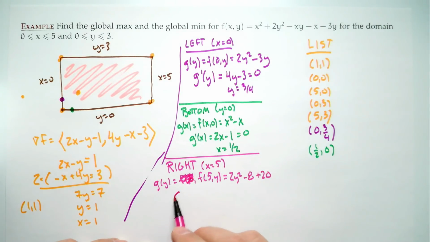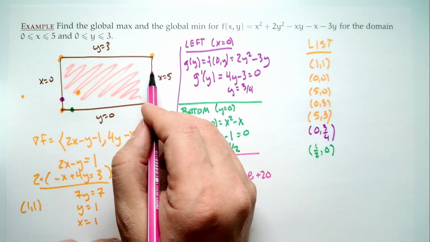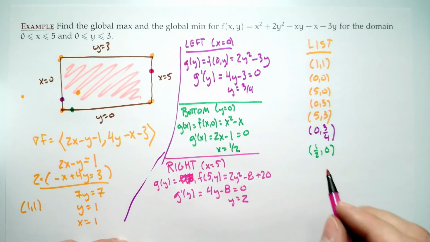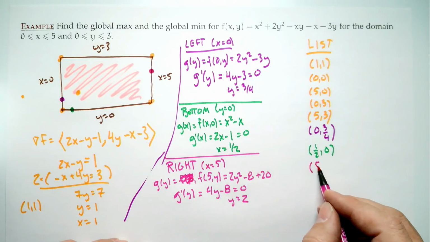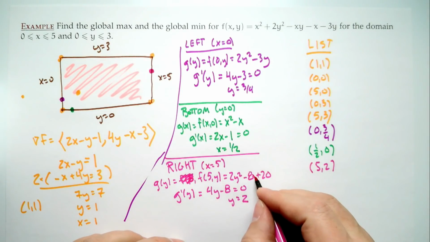Okay, take the derivative. G prime of y would be 4y minus 8. Set that equal to 0. Says y should be 2. Now, is that in our domain? Well, it would be x equals 5, y equals 2, which would be here. That is in our domain, so we add it to our list: 5, 2. So is the negative 8 in the first line and the negative 8 in the second line the same number? Yes, because I forgot to put a y here.